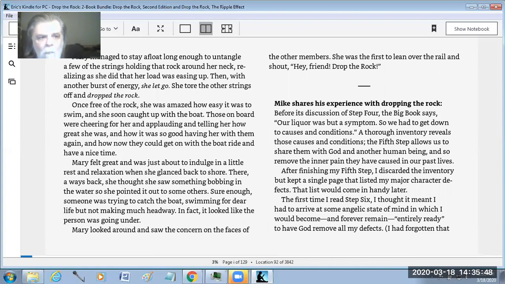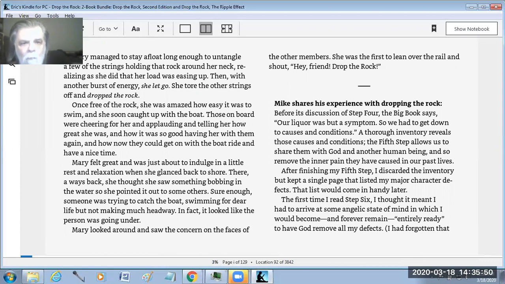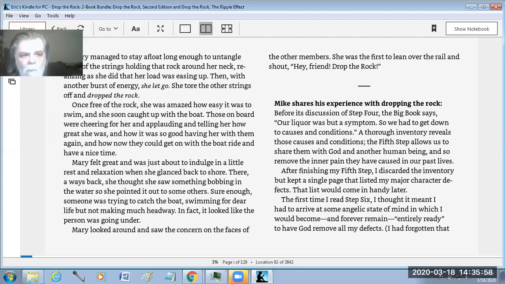Mary managed to stay afloat long enough to untangle a few of the strings holding that rock around her neck, realizing as she did that her load was easing up. Then, with another burst of energy, she let go. She tore the other strings off and dropped the rock. Once free of the rock, she was amazed at how easy it was to swim, and she soon caught up with the boat. Those on board were cheering for her and applauding and telling her how great she was and how it was so good having her with them again. And now they could get on with their boat ride and have a nice time.